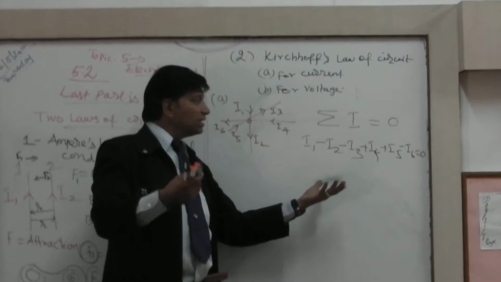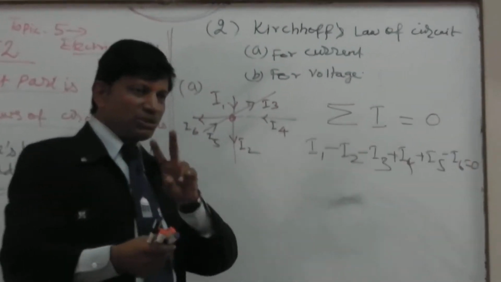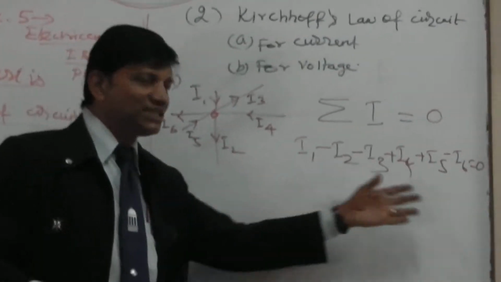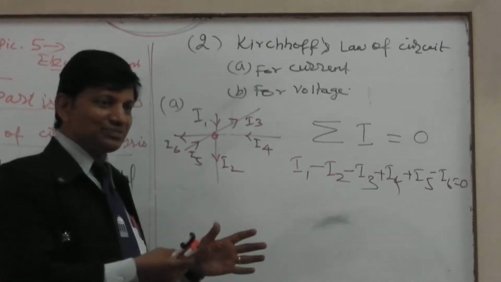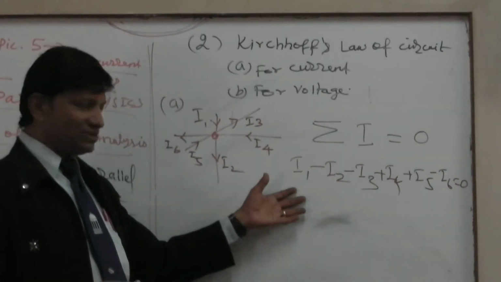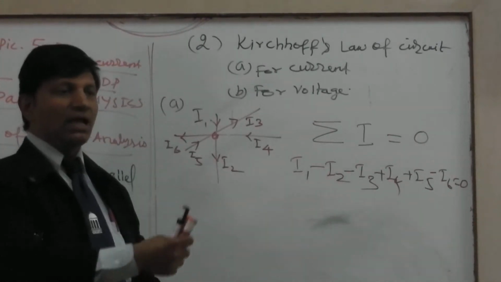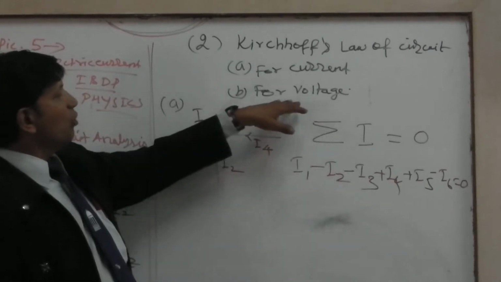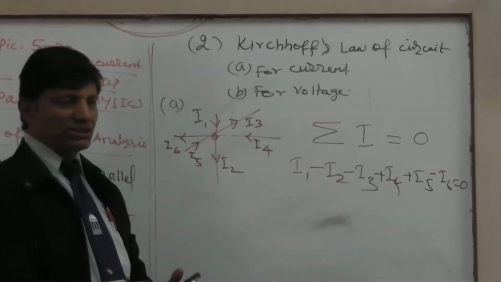Maybe this cannot be a simultaneous equation. A simultaneous equation has only two variables, and here there are 6 variables. But yes, this equation will be useful in analysis, along with the voltage equation. What is Kirchhoff's voltage equation?